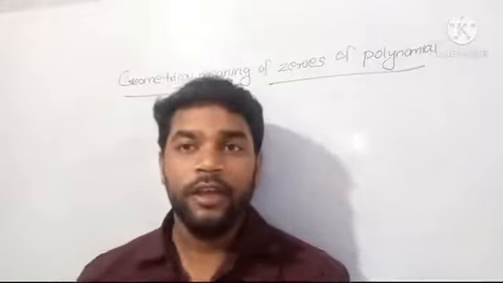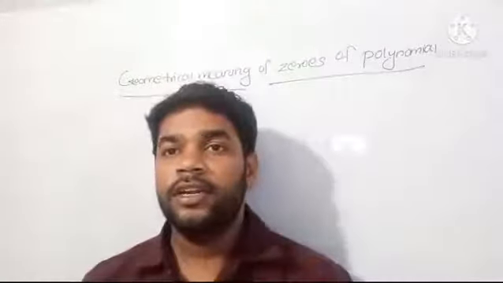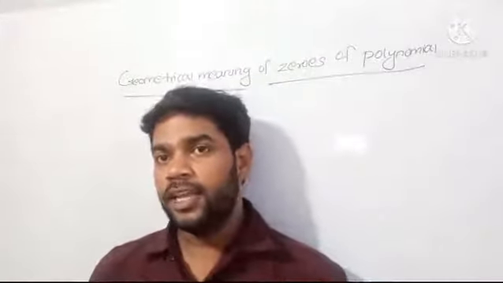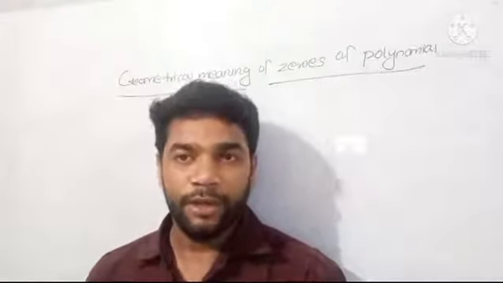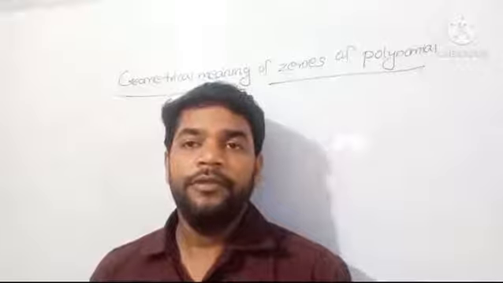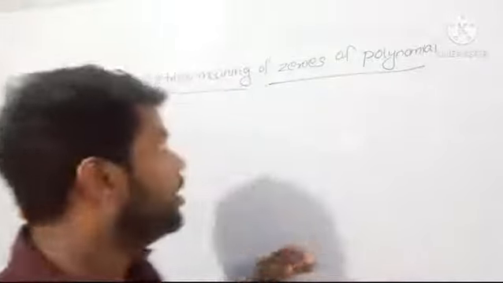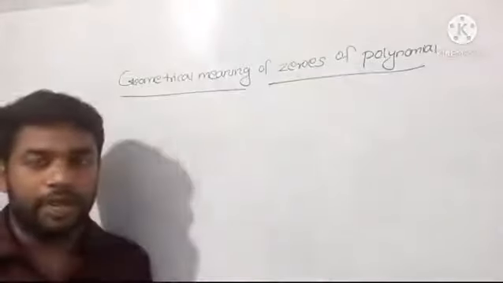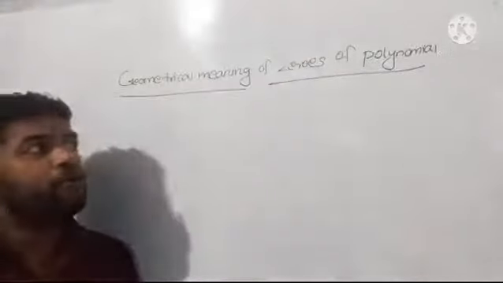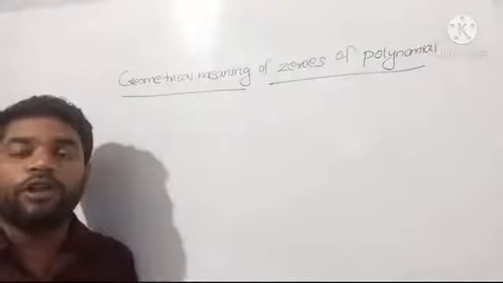Hi students, welcome back to Max class. Last class we discussed types of polynomial based on degree, zeros of polynomial and value of polynomial. Today we are going to discuss geometrical representation of zeros of polynomial, or geometrical meaning of zeros of polynomial.